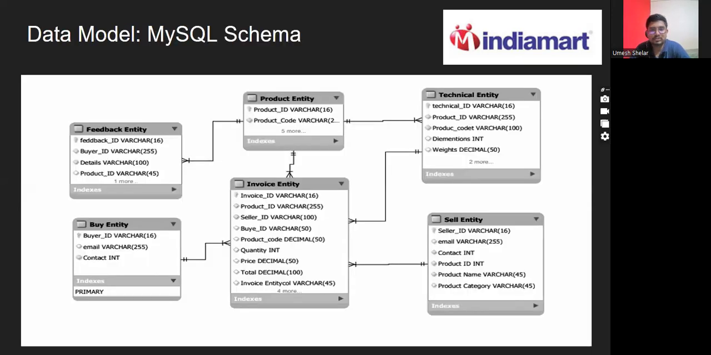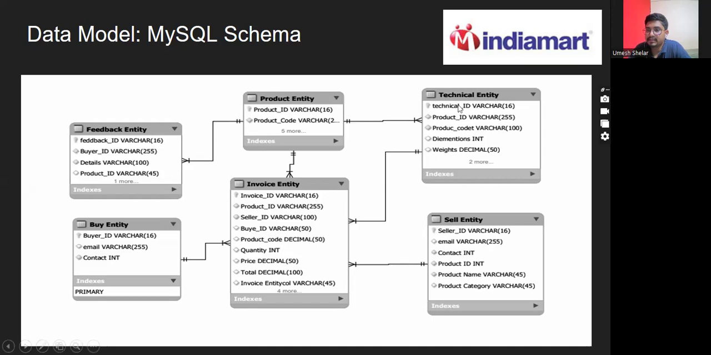This is the data model I have designed. As discussed, we have the invoice entity, which is the actual fact, and these are some dimensions: buyer entity, feedback entity, product entity, technical entity, and seller entity. In the seller entity, we require seller ID, email, contact information, product ID, product name, and product category. Here I have also defined the data types. The contact should be an integer, and product ID should be integer or varchar depending on your selection.